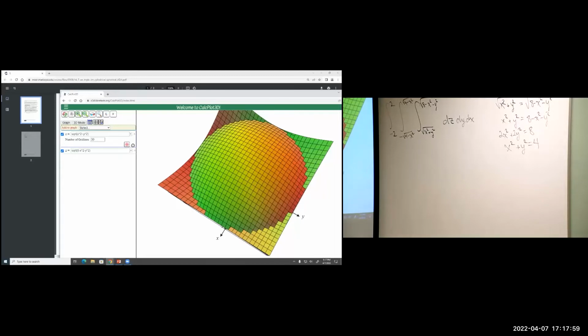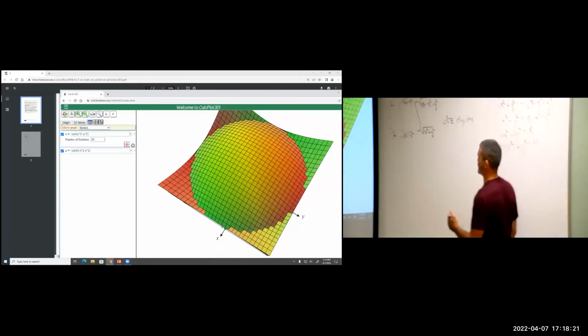It's set up correctly, probably not going to be a lot of fun to calculate. What do you already think is going to be an easier system to use? Probably cylindrical because of the circle, right? The circle just cries out cylindrical. Now here's how easy this is to change to cylindrical.